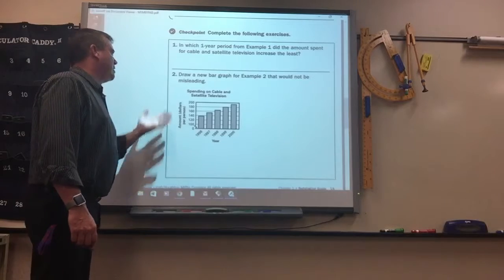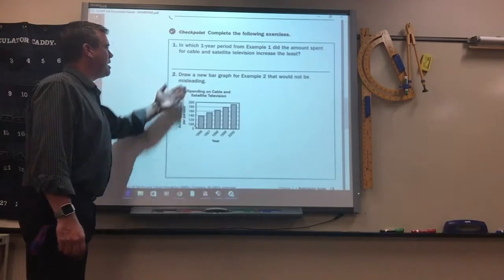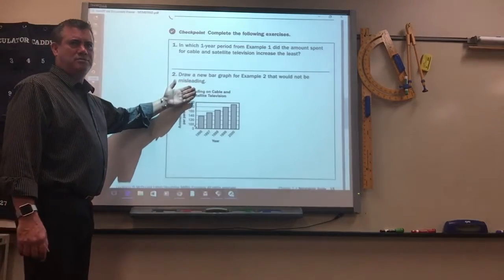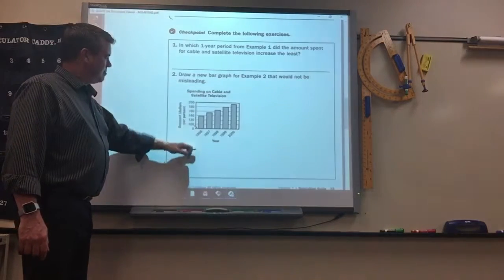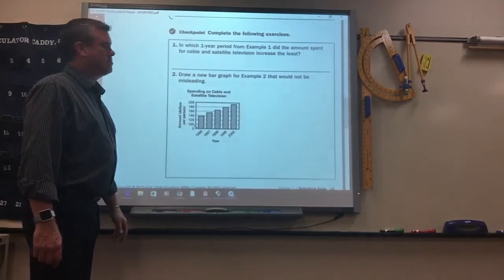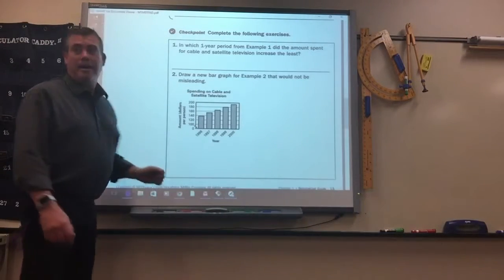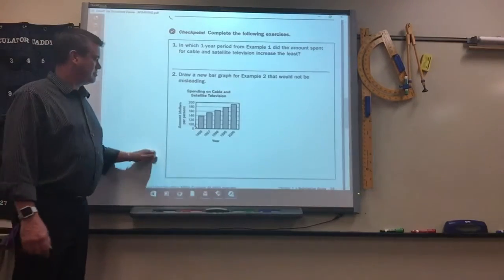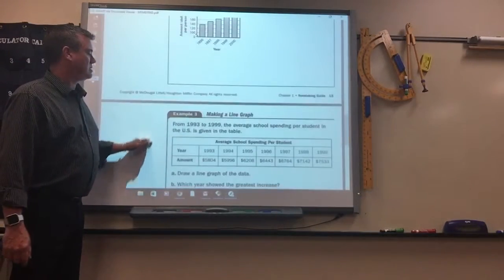Okay. Now here it says draw a new bar graph that would not be misleading, so what would you have to do? Don't make a break. Right, don't make a break. I didn't know it was called a break. I thought it was just a squiggly do. I never even looked at that.